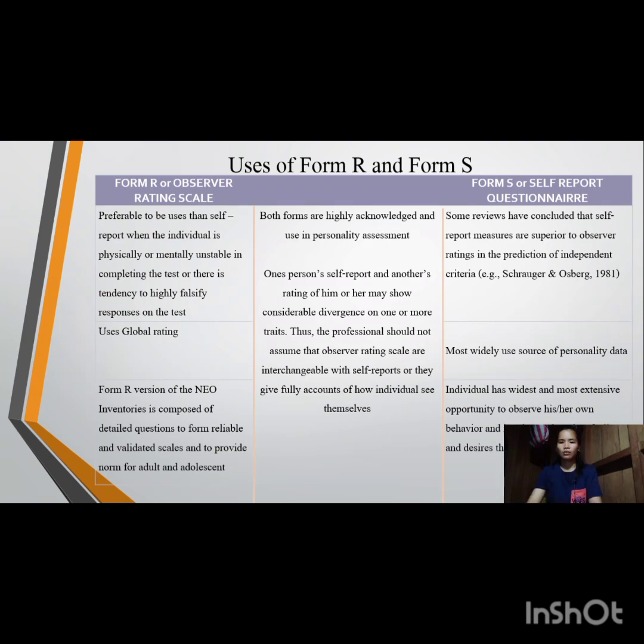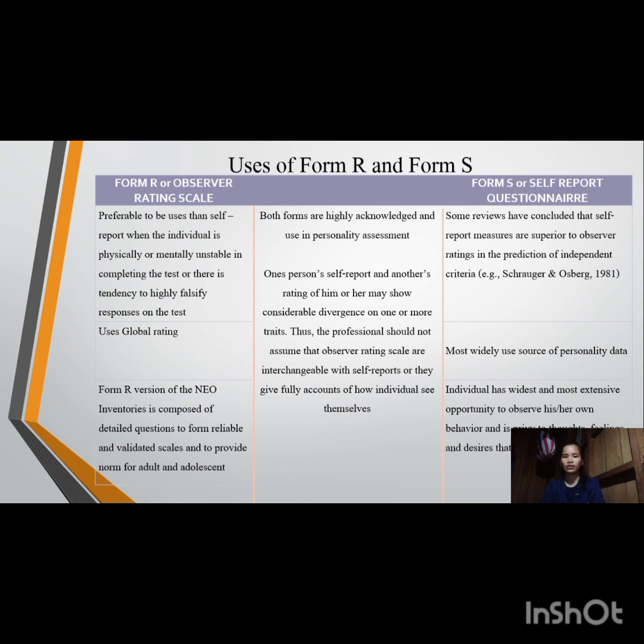So now, what is common between Form R and Form S? Both forms are highly acknowledged and used in personality assessment. In addition, one person's self-report and another's rating of him or her may show considerable divergence on one or more traits. Thus, the professional should not assume that observer rating scales are interchangeable with self-report, or that they give fully accurate accounts of how individuals see themselves.